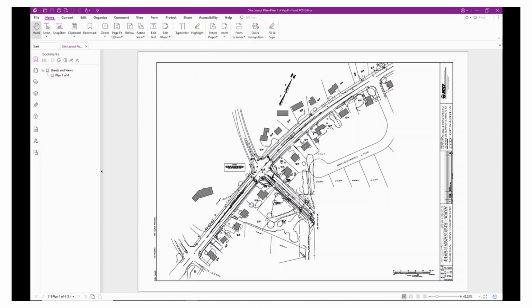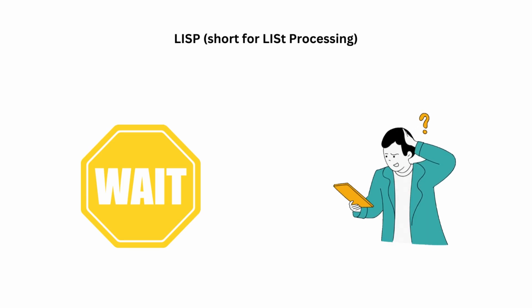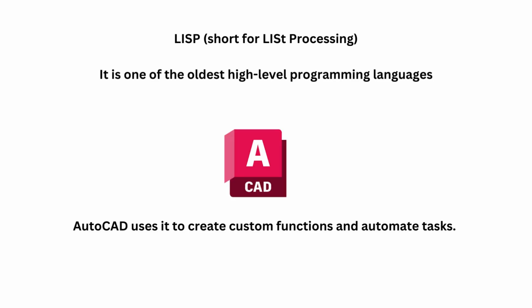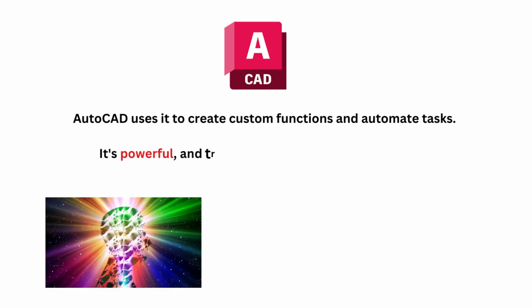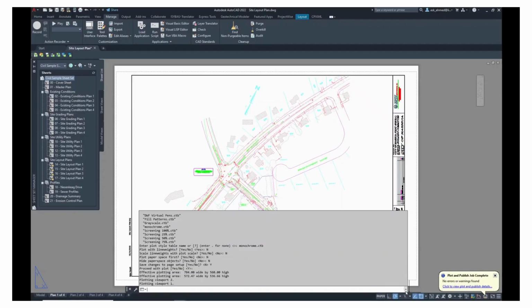Now, our goal is to automate this manual process with a Lisp function. But before we get to that, what exactly is Lisp? Well, Lisp is one of the oldest high-level programming languages still in common use. AutoCAD uses it to create custom functions and automate tasks. It's powerful, and trust me, it can save you loads of time. Okay, let's dive in more.